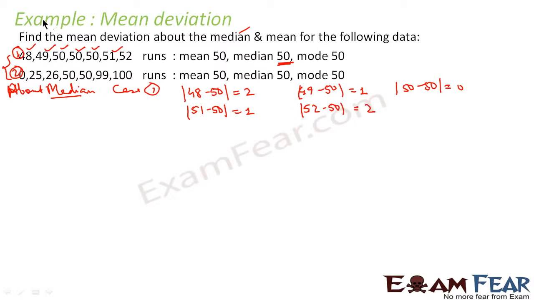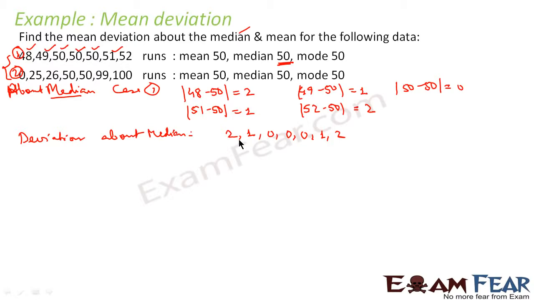So now if I want to write the distance, I'll find the distance first, because we are taking mean deviation about median. So first find the deviation about median. I'll write deviation about median. So the deviation about median is nothing but 2, 1, 0, 0, 0, 1.